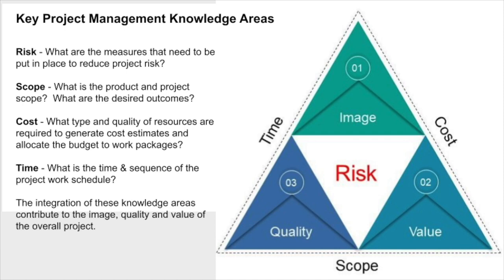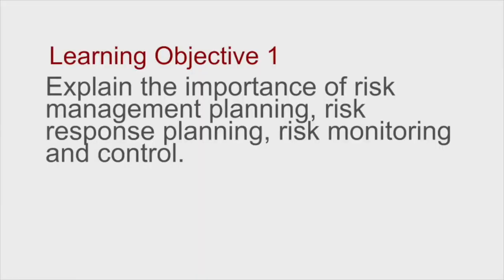From a cost perspective, what type and quantity of resources are we required to generate the estimates and allocate a budget for work packages for that? From a time perspective, what time and sequence of project work schedule do we need to put in place? So we have to really integrate all of those knowledge areas together in order to be able to complete the project. So time, cost, and scope all have an integrated concept with risk.